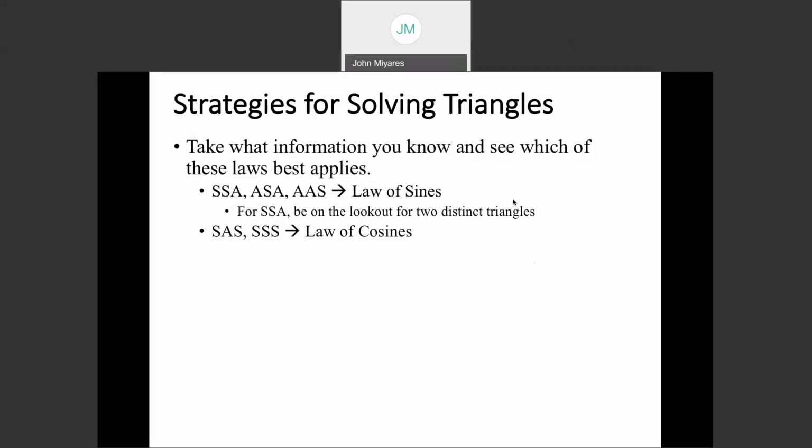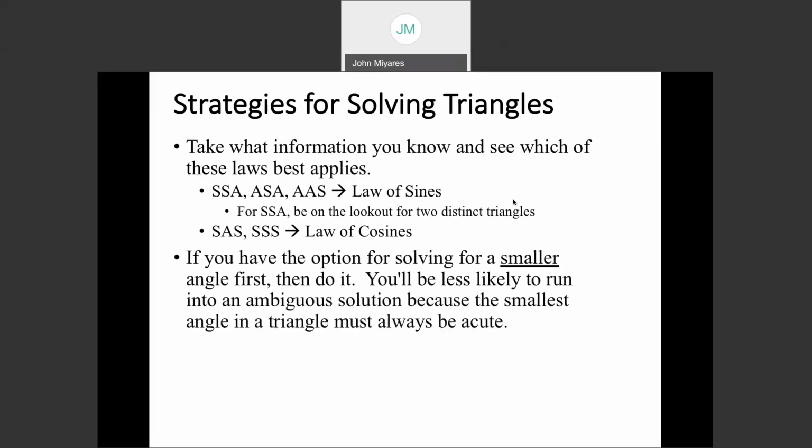If you're given two sides and the angle between, or if you're given all three sides, we want to use the law of cosines. If you're not given at least one length, you're not going to be able to solve the problem at all, and you should check to make sure you didn't misread something.